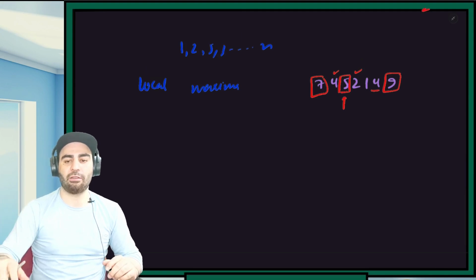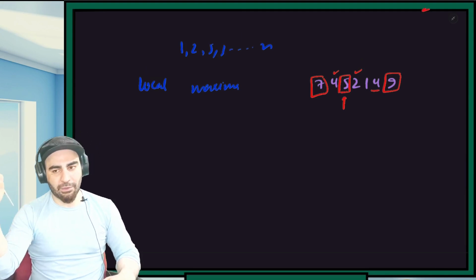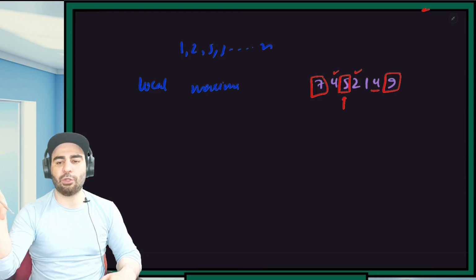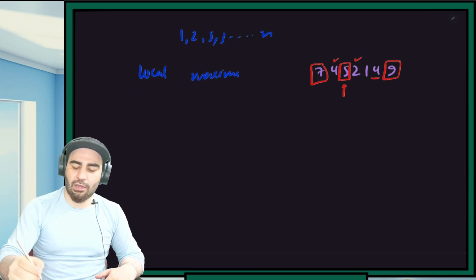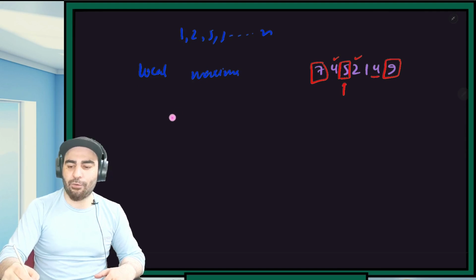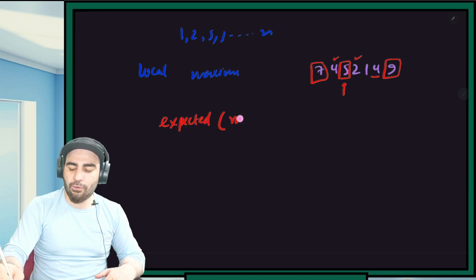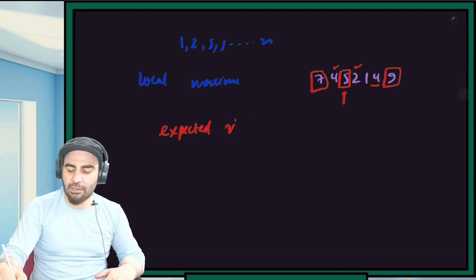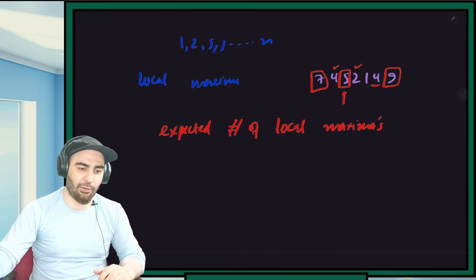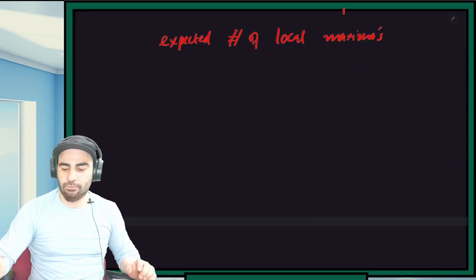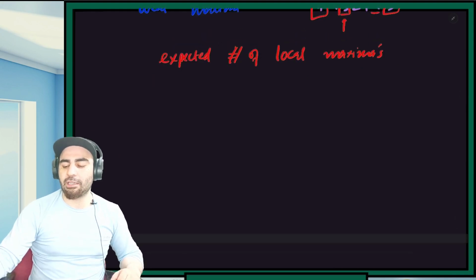The question was, you are given a random permutation of integers from 1 to n. A local maxima is defined like this. So now you have to compute the expected number of local maxima. So this is the question. You have to compute expectations somehow.